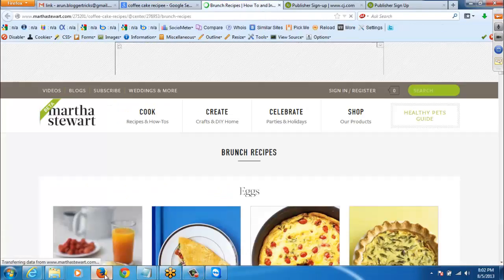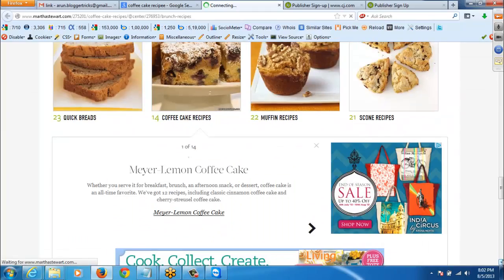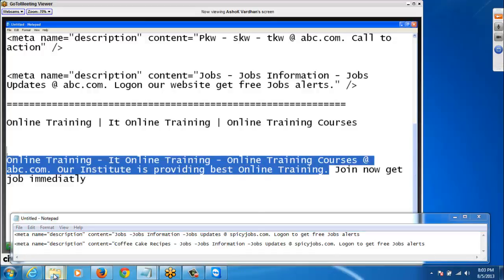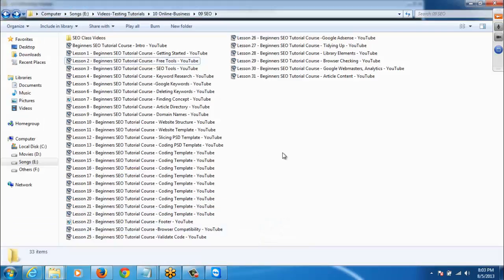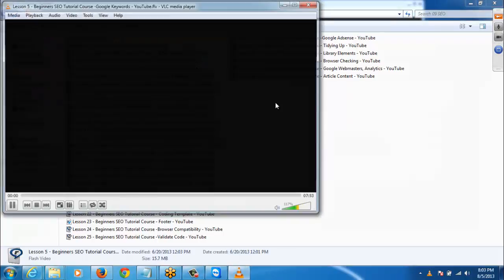Yes, sometimes that description tag has more than 150 characters. That time, in that 150 characters, fulfill all these rules. Okay, in 150 characters, you must create 2 times primary keyword, 1 time secondary keyword.